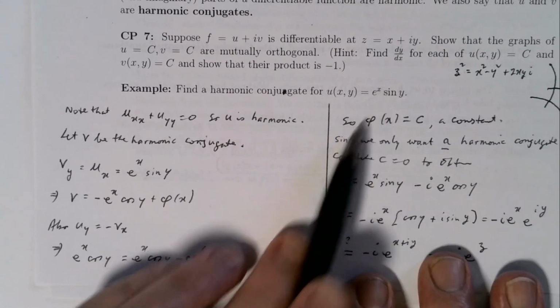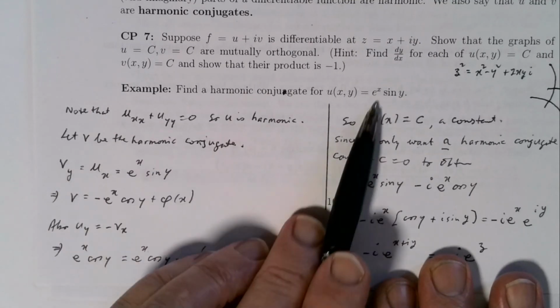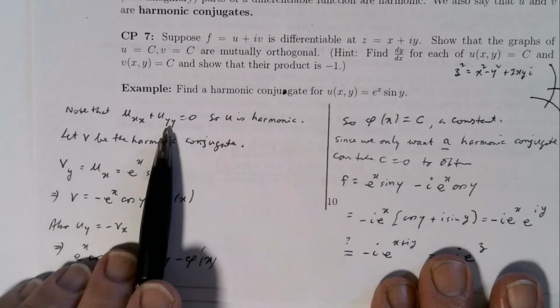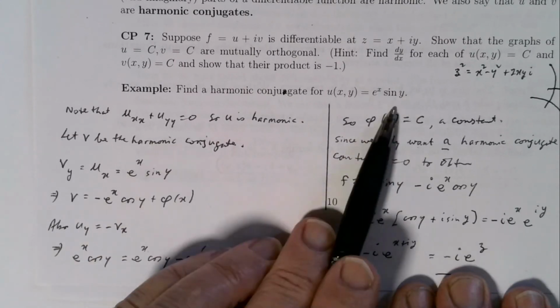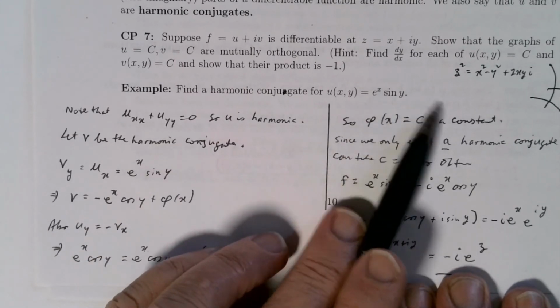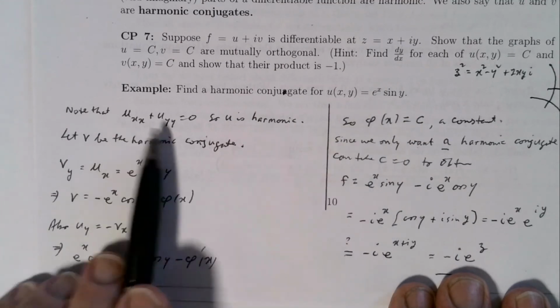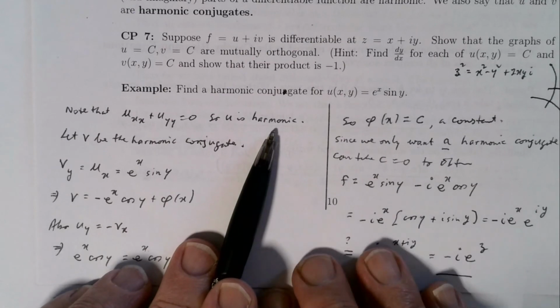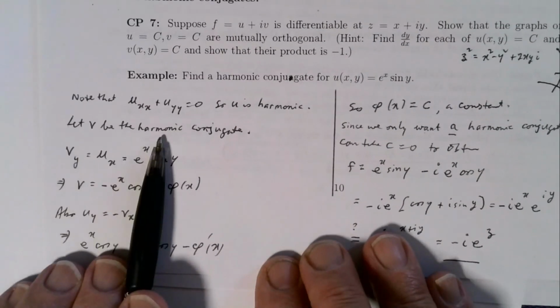So firstly, note that if you differentiate this twice with respect to x, it doesn't change. If you do it twice with respect to y, the sine will go to cos, the cos will go to minus sine, and if you add those together, you can see you're going to get 0, so this u is harmonic, and we'll let v be its harmonic conjugate.